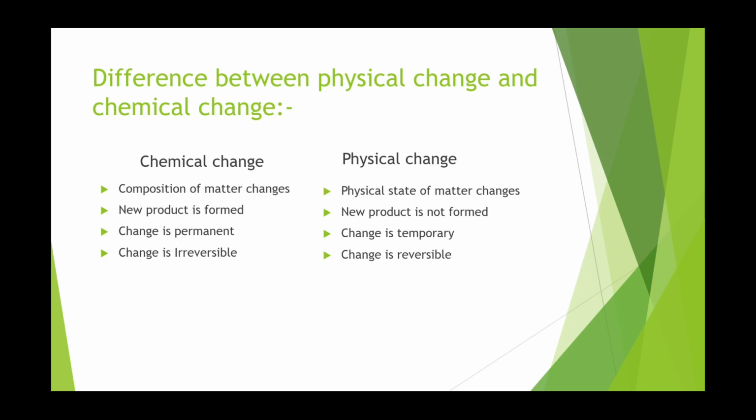As well as in chemical change, new product is formed, while in physical it is not. Also we can tell that chemical change is permanent and irreversible. Physical change is temporary and can be easily reversed. Now we can understand from this what exactly physical change is. So now let us identify physical and chemical changes from the phenomena given in the following table.